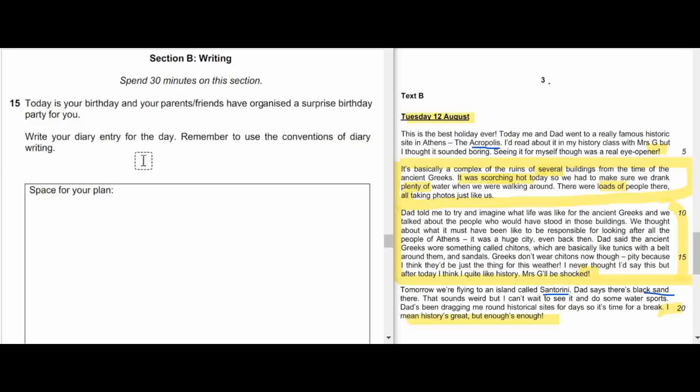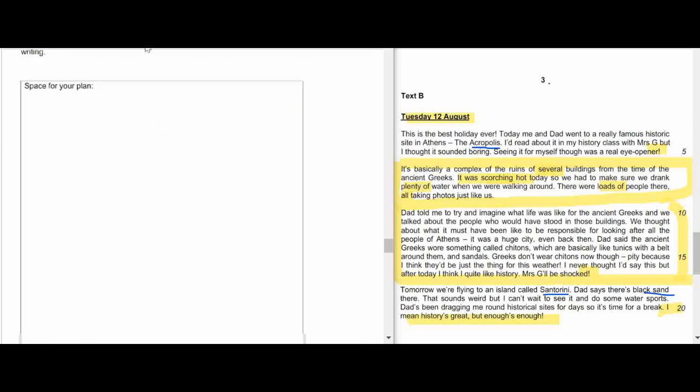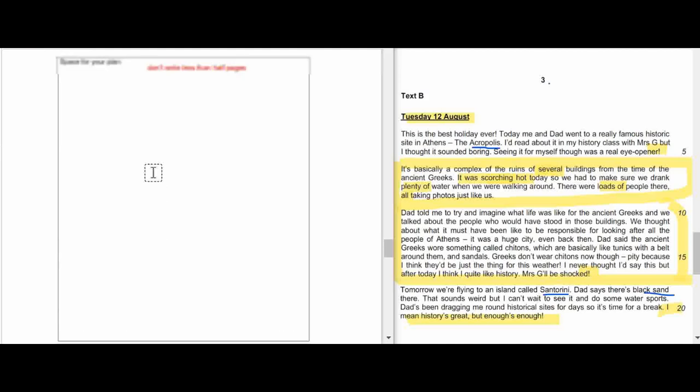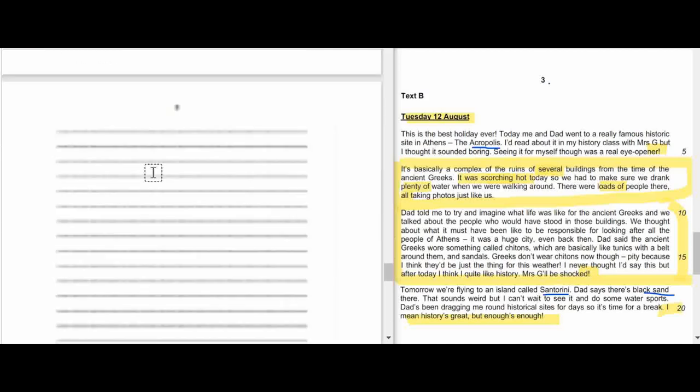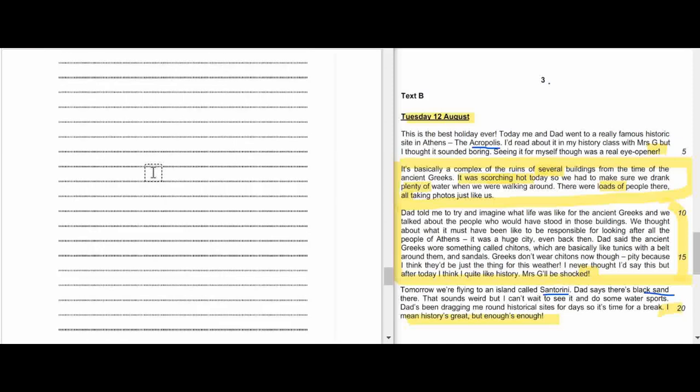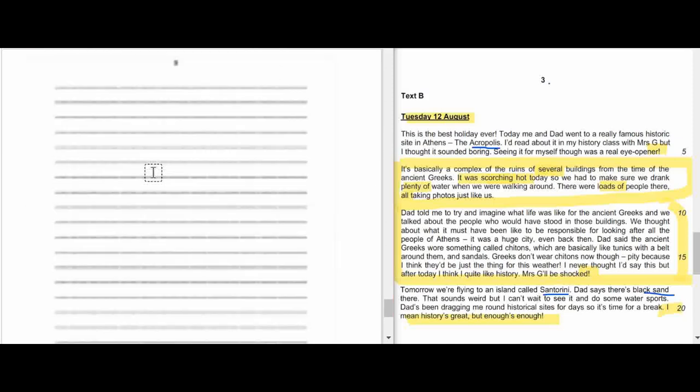Next, here we go. We are in section B. 30 minutes for this. It's number 15. Today is your birthday. Imagine your parents or friends have organized a surprise birthday party for you. Write a diary entry for the day. Remember to use the conventions of diary writing. This is space for your plan, so you plan what you want to write in here. This test is 25 marks, and there are two pages to write your response.